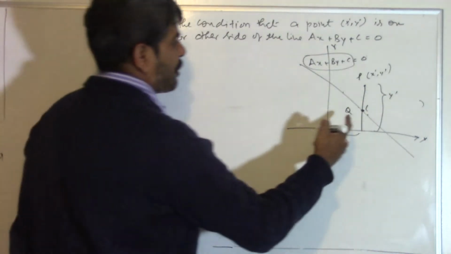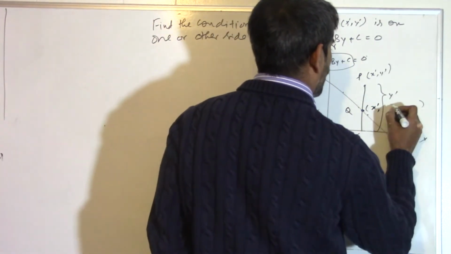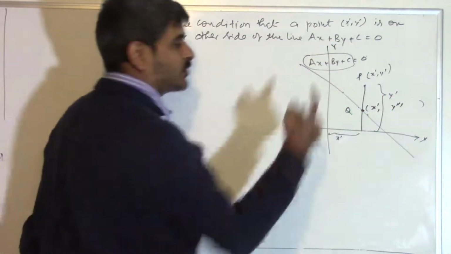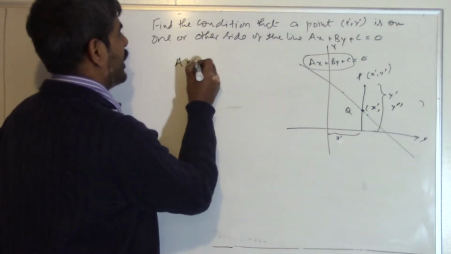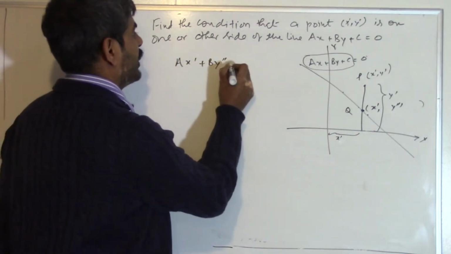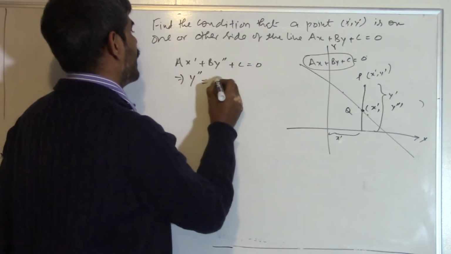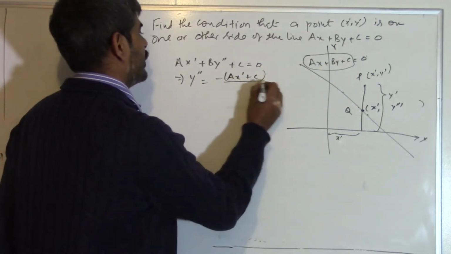Then if it has a coordinate, the x coordinate we know is x dash. Now the y coordinate, let's say, is y double dash. Then x dash and y double dash satisfies this equation. That means ax dash plus by double dash plus c will be equal to 0. And from here we can get y double dash is equal to minus (ax dash plus c) divided by b.